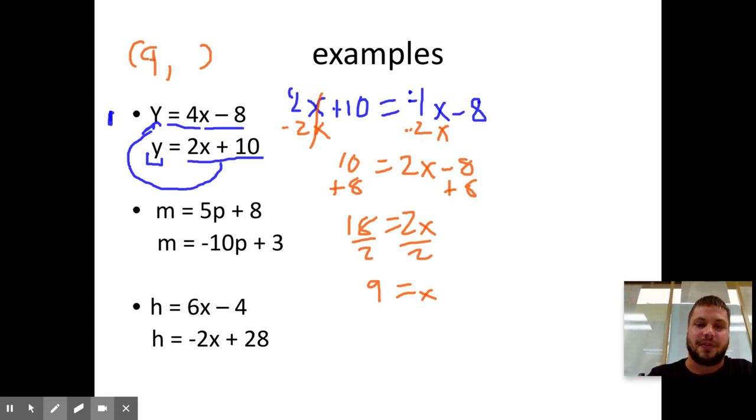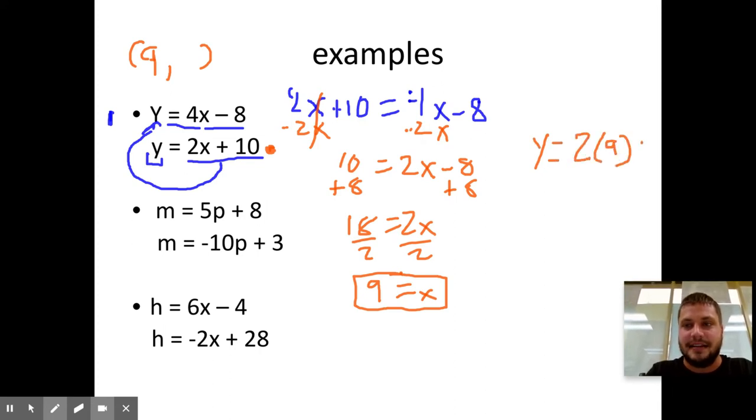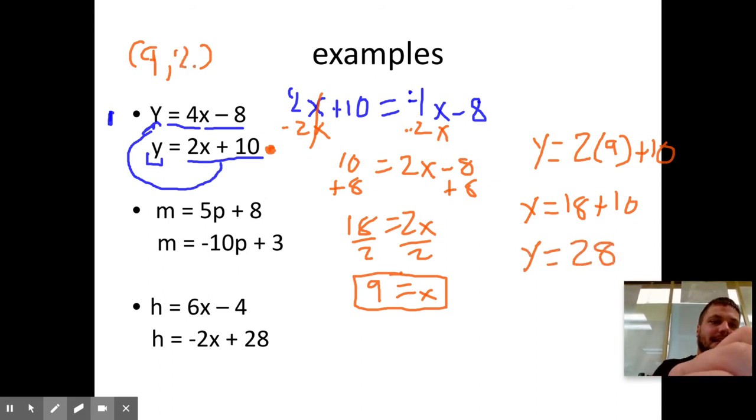All right, now to solve for y, I'm just going to plug 9 in for x into either of the original equations and solve for y. I'm going to choose to use the bottom one just because that's what I feel like doing. You could use the top one and get the same answer. So y is equal to 2 times, we now know that x is 9, plus 10. Okay, well, 2 times 9 is 18, plus 10 means that y is equal to 28. 9, 28.